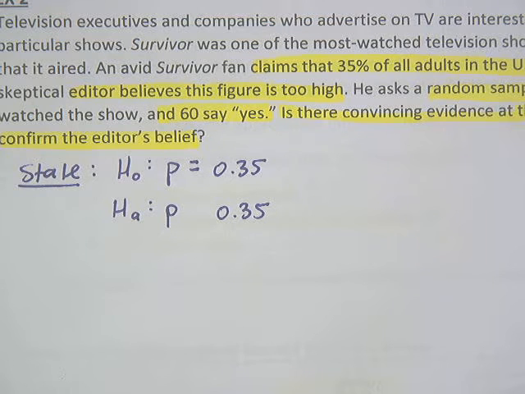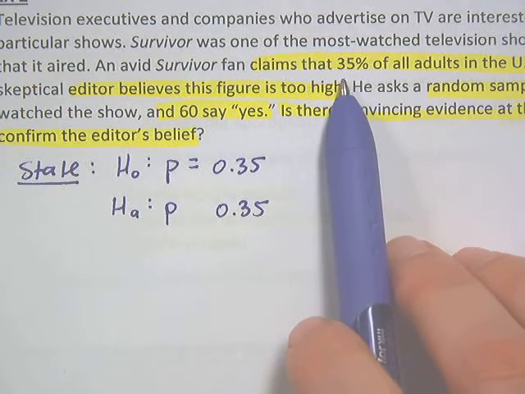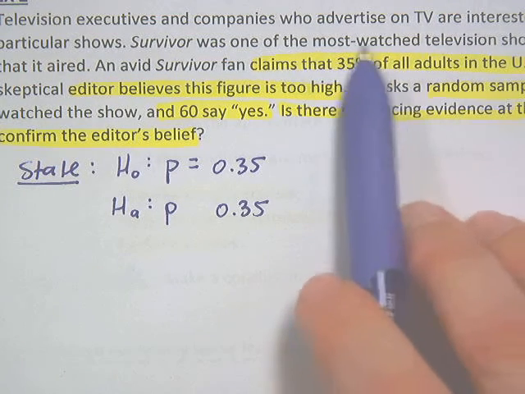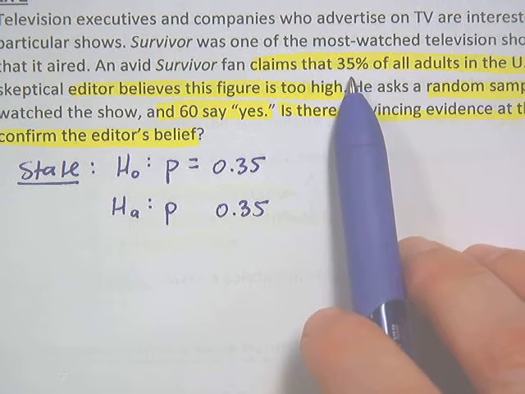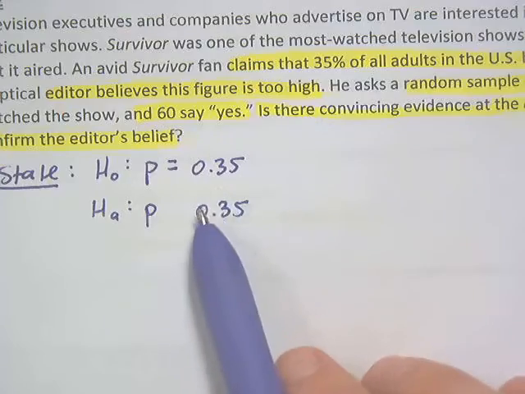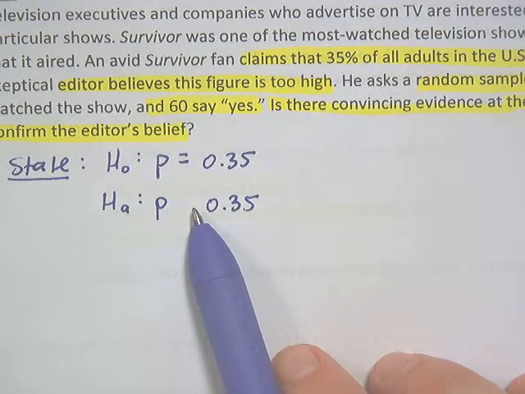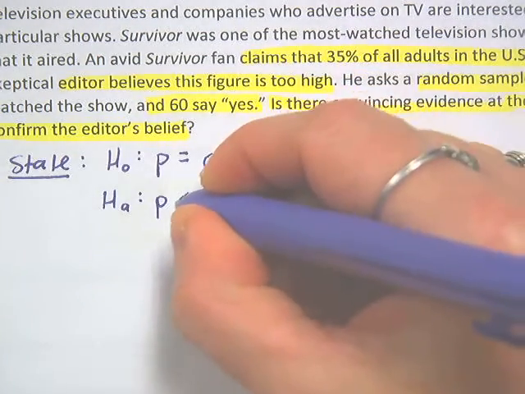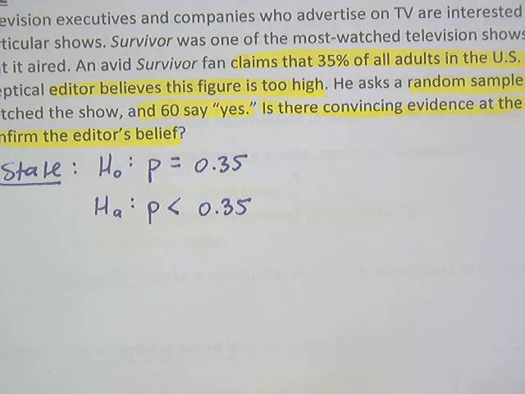It says that this editor believes this figure is too high. In other words, 35%, he thinks that's too high. So he thinks the proportion of U.S. adults that have seen the show is, what do you think, greater than? Okay, less than 35%. So you have to infer a little bit.